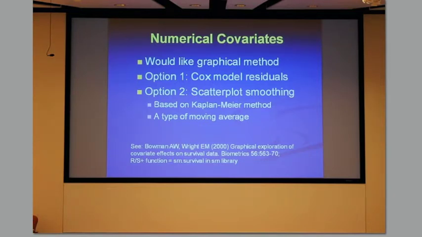And we're going to talk about another approach called scatter plot smoothing, which is a way to graphically show how the survival changes with the covariate values. The method I'm going to show is based on the Kaplan-Meier approach. It's like having a moving average, and we know what a moving average is. It's like placing a window over the data and calculating an average in the window. So it's a local average, and then you move that window from left to right across the data values. And this is work from Adrian Bowman.